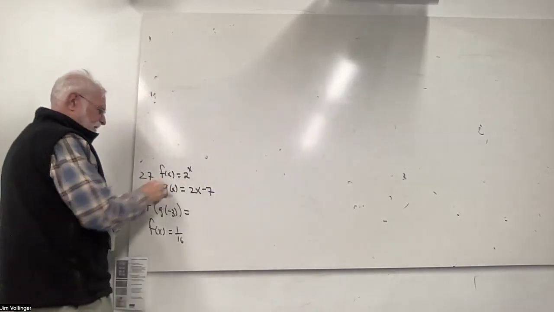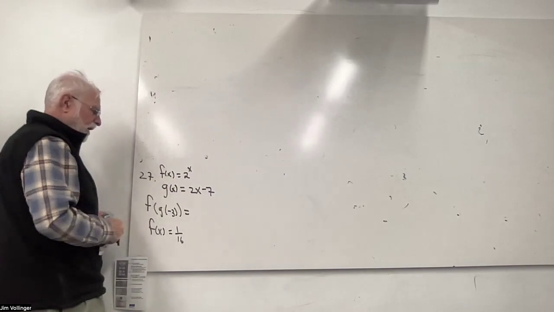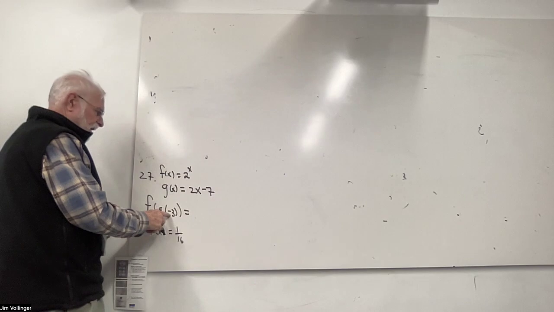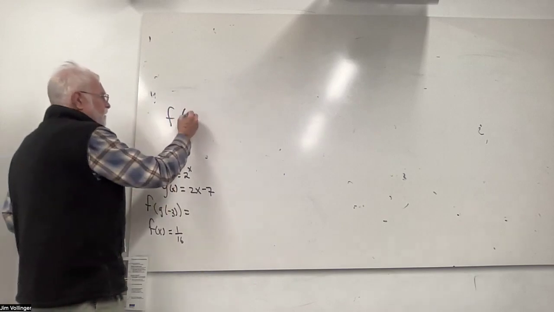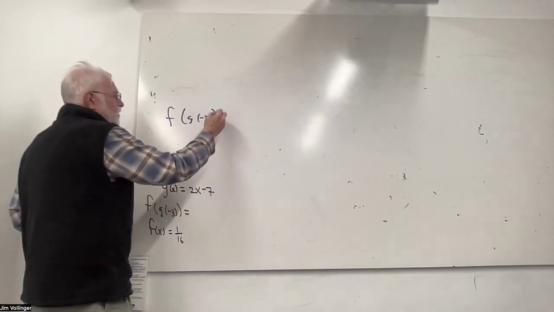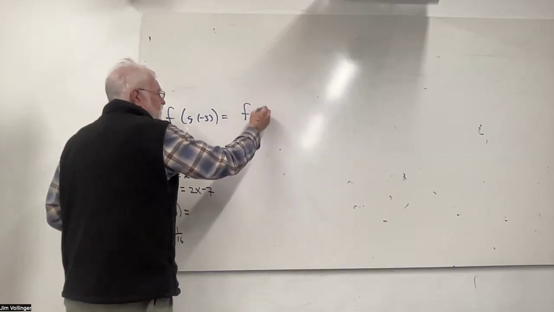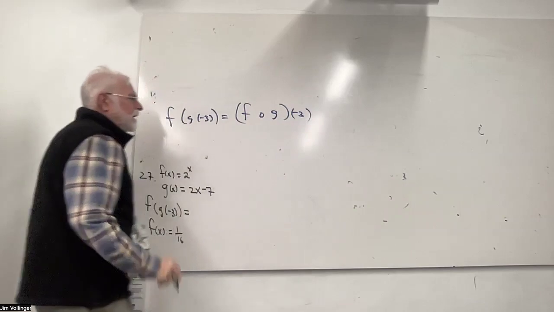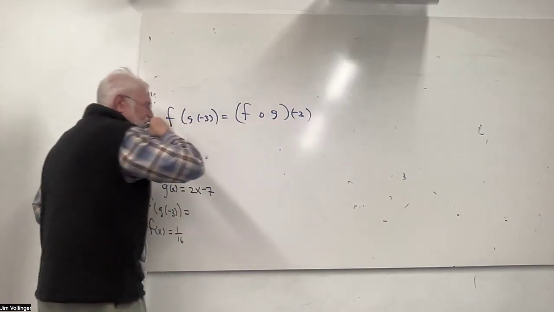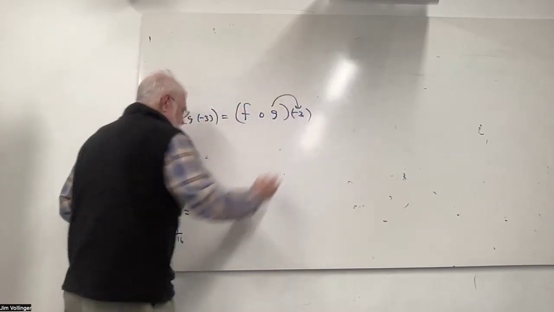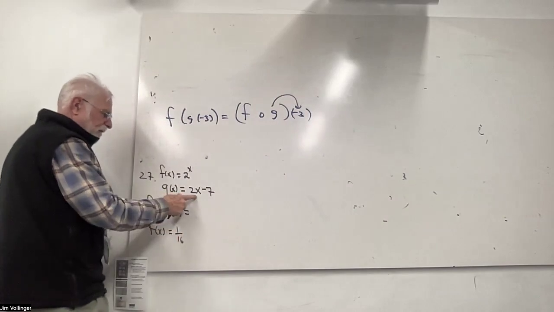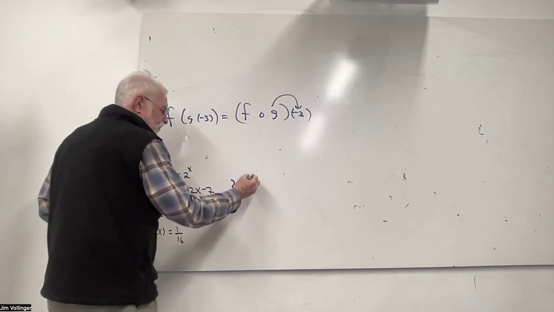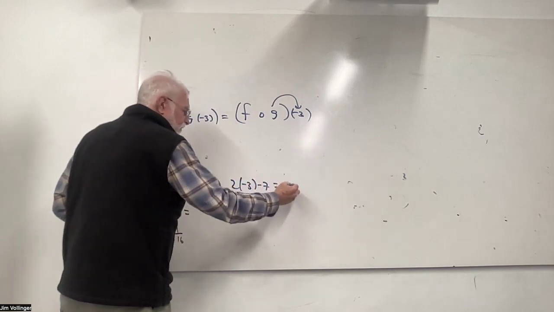There. f of x equals 2 to the x, g of x equals 2x minus 7. Yep, you can see this. f of g of negative 3. That's how the SATs like to give you a composite. So you have to do g of negative 3 first. Plug negative 3 into the g function, and that gets us 2 times negative 3 minus 7, which is negative 13.